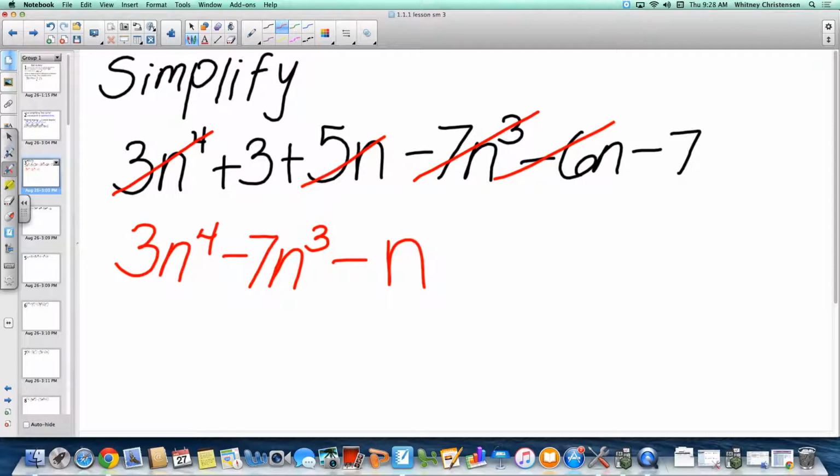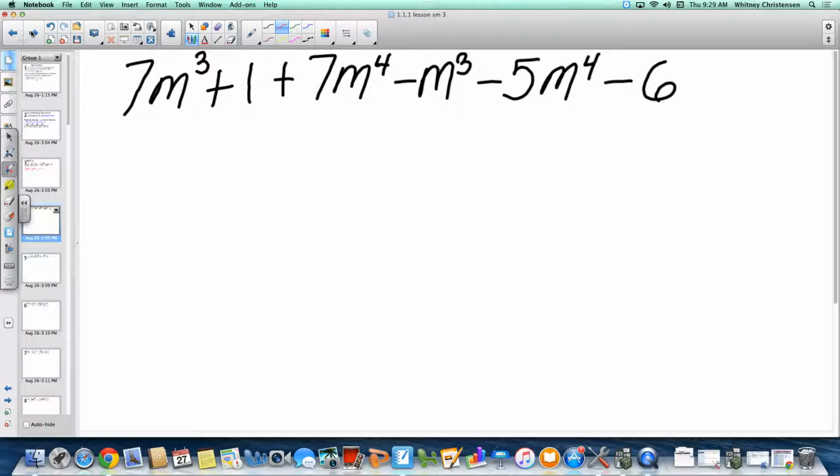So we have 3 minus 7. Positive 3 minus 7. Let's combine those. What do we get? Negative 4. Very good. Does everybody see how to do something like that? Okay, practice this next one on your own. Ready, set, go. Try this one on your own.